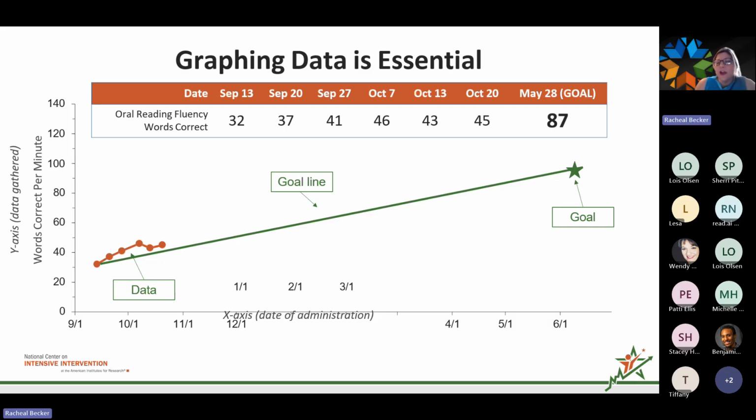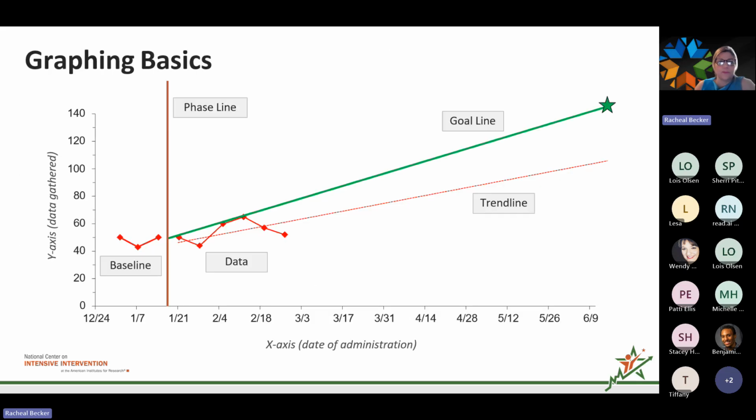We definitely want to use graphs because it does make the data patterns visible in a way that tables alone cannot. And having the graphs available, while it is an extra step and can be somewhat overwhelming at first, it really does take the guesswork out of making decisions on interventions for students.